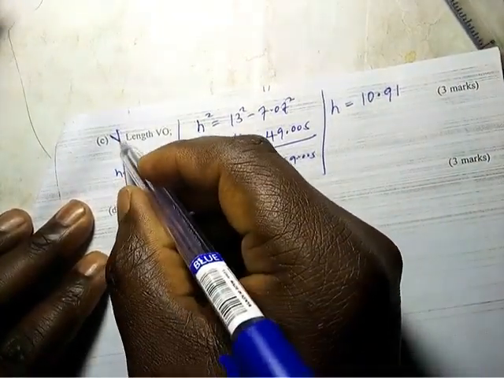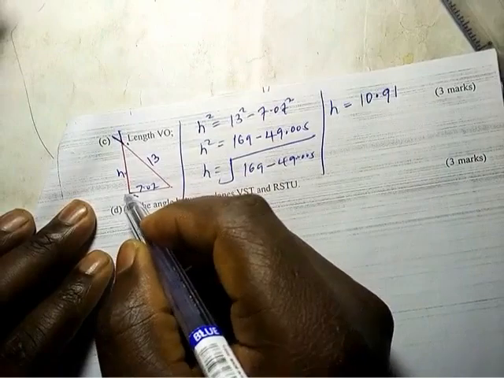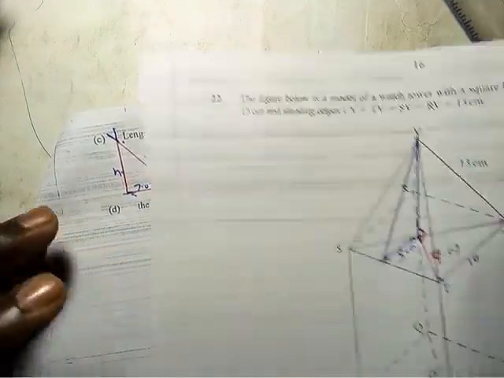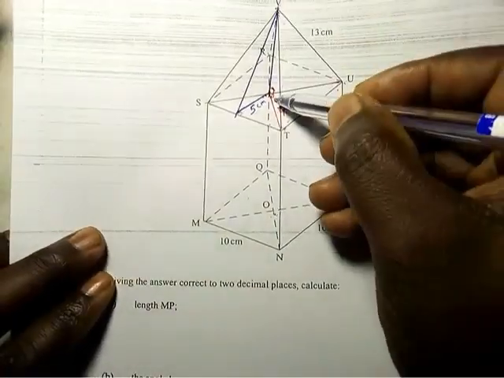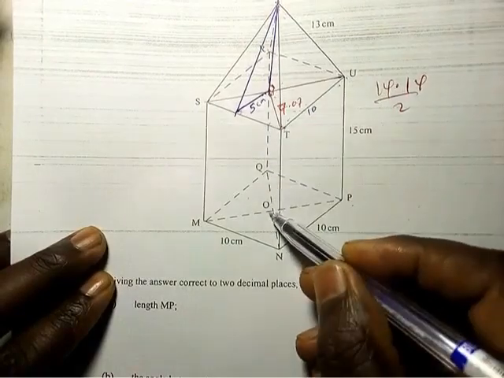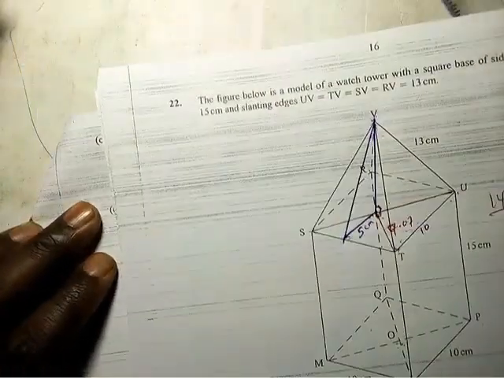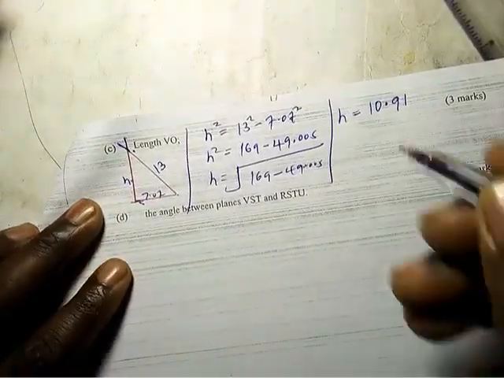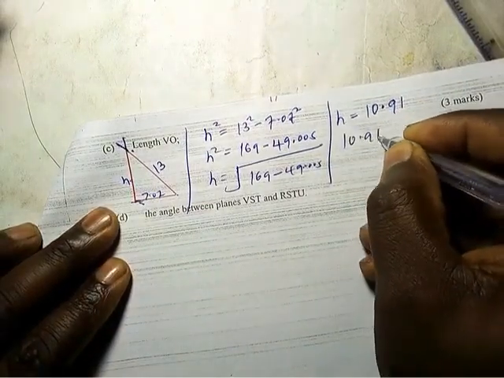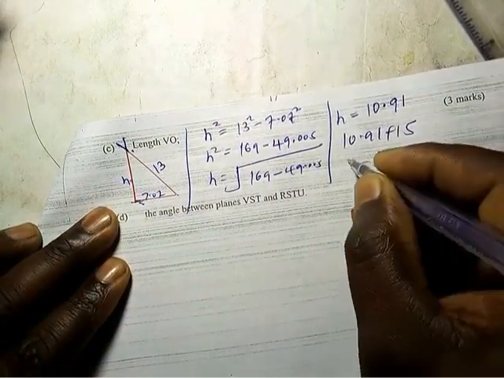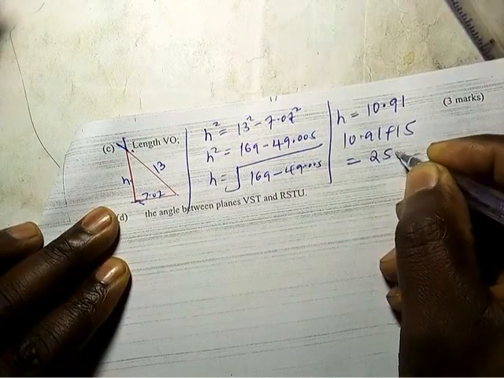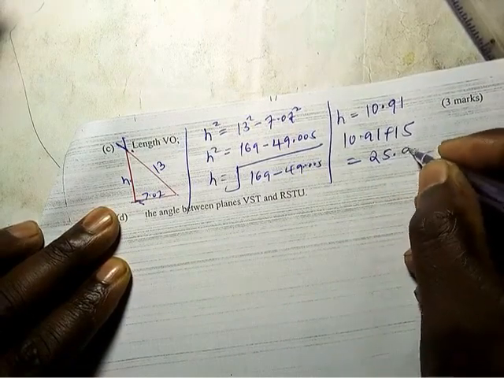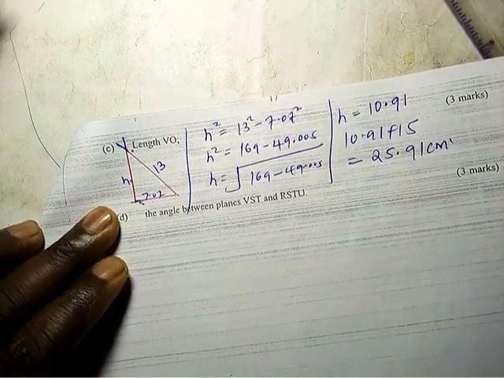But from here we have already got to here is 10.91, but from here to here we know it is 15. So we just add. 10.91 plus 15 gives us 25.91 centimeters. That is the height.